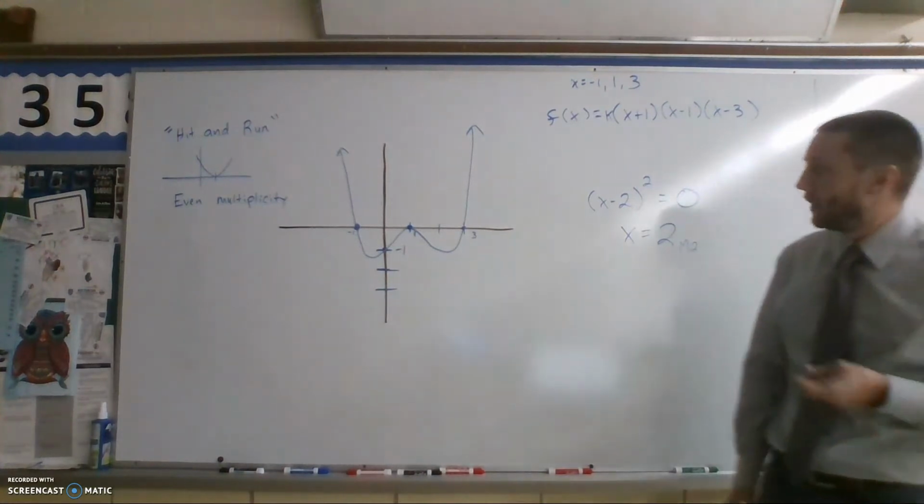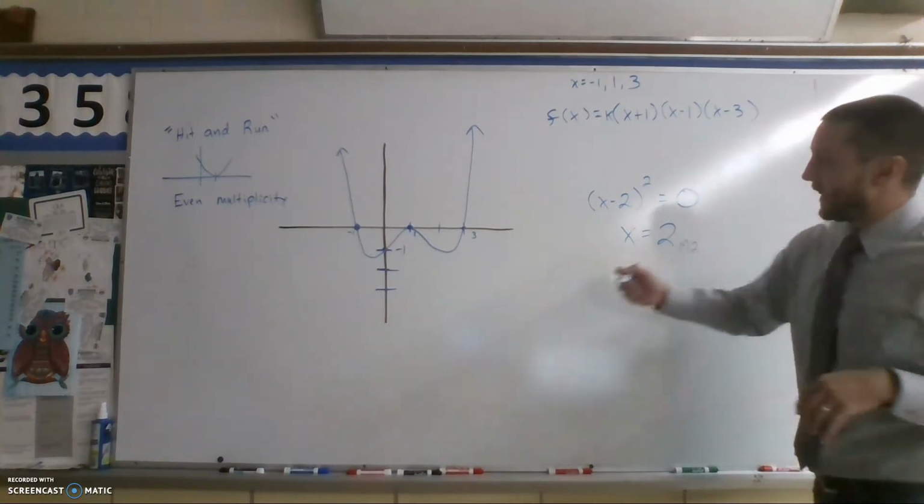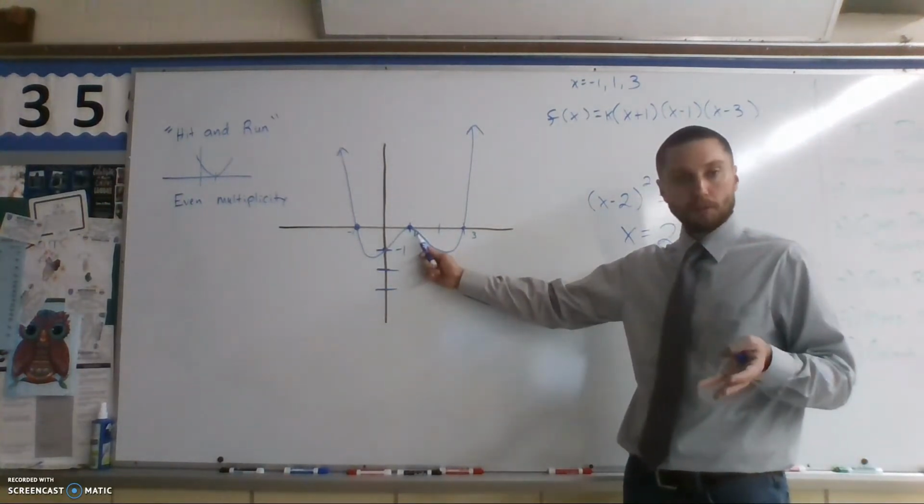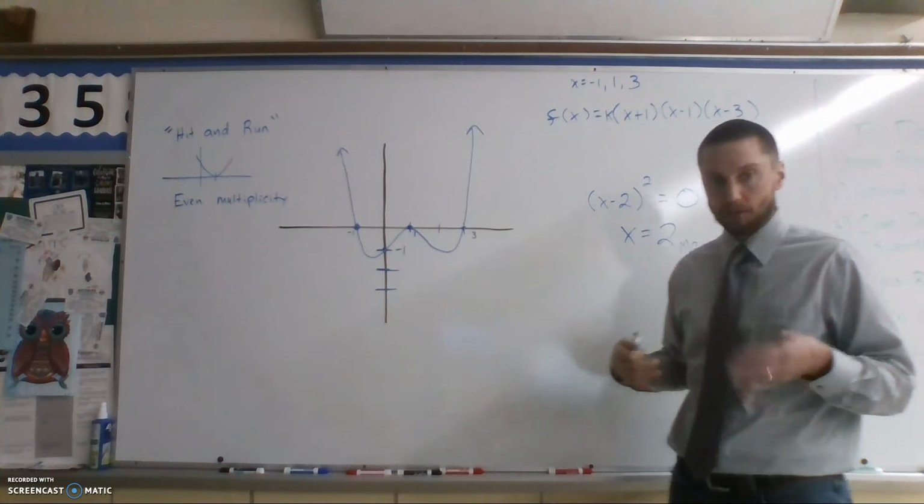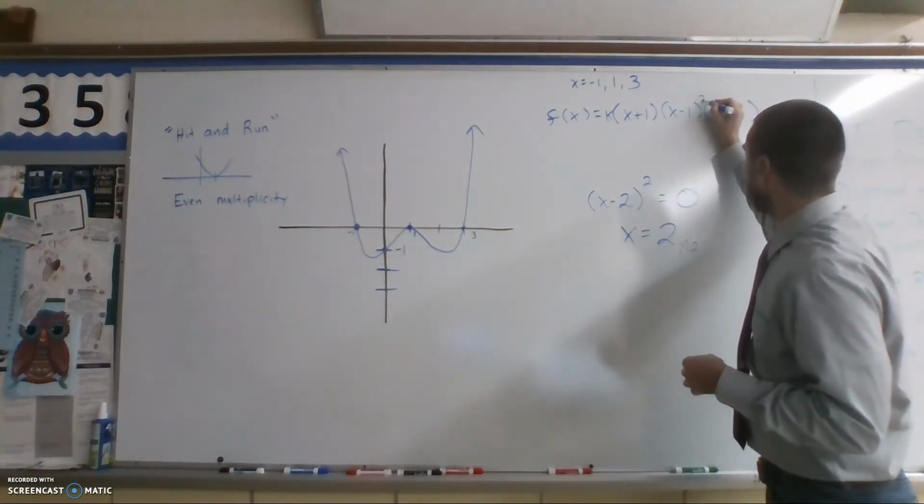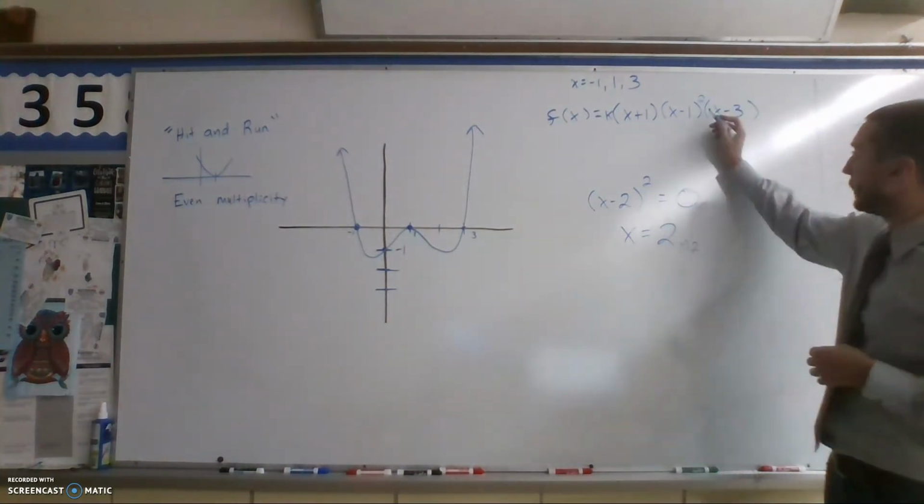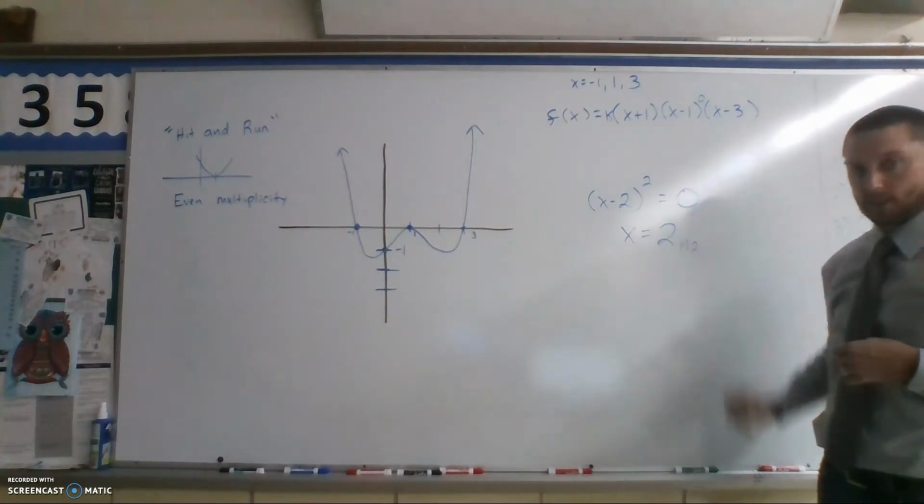Okay, but this is where you maybe have seen this before. But what that's going to do to our function is, if I have a hit and run, or a multiplicity of 2, or an even multiplicity, or however you want to say it, all we're going to do is take this factor, x minus 1, and we're just going to put a little square up there. Can you guys see that?